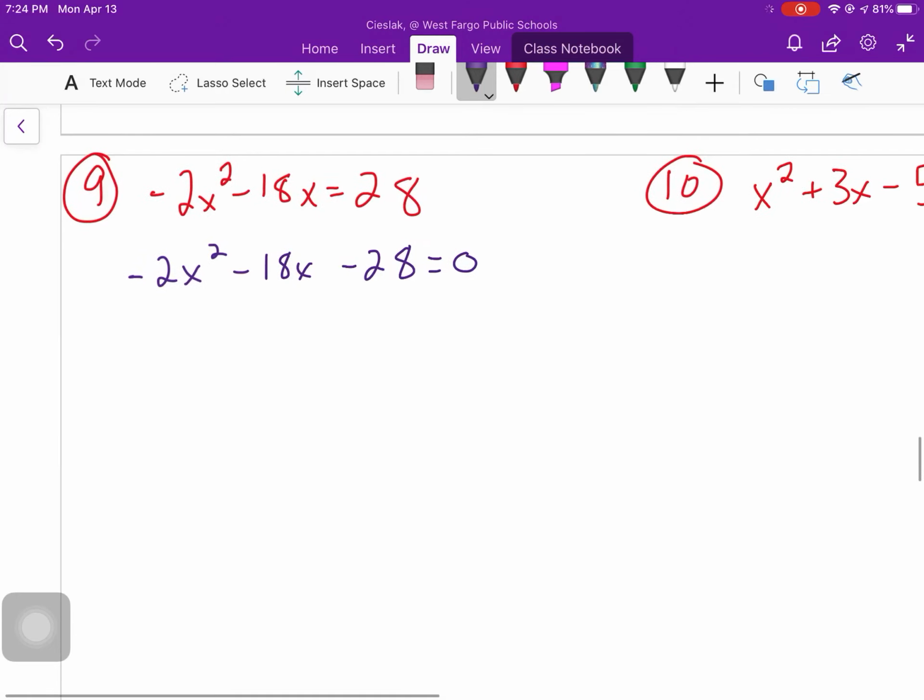Okay, a couple of different ways we can deal with this. The 2 out front complicates things, but it's nice because if I factor out a negative 2, a greatest common factor, that leaves me with x squared minus 9x minus 14.